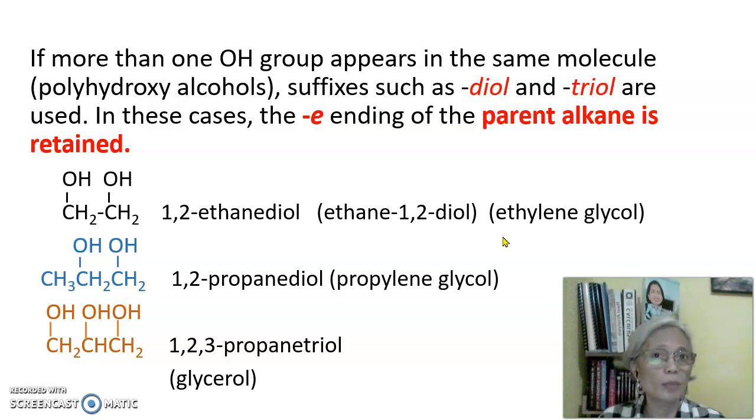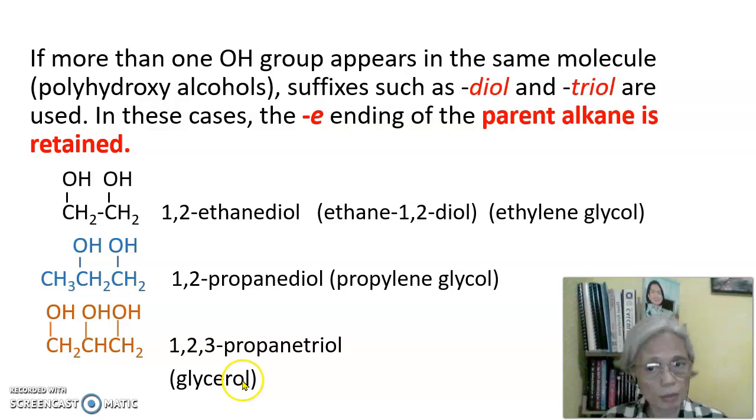Ethylene glycol is used as an antifreeze during winter and as a coolant during summer, no? So I hope you still remember your colligative properties. And then we have here 1,2-propanediol. So that's carbon number 1, 2, 3. The first OH is attached to carbon number 1. The second OH is attached to carbon number 2. So we have 1,2-propanediol, or commonly called propylene glycol, which is a humectant, no? Propylene glycol has affinity to water and therefore it is used in cosmetics as moisturizer.